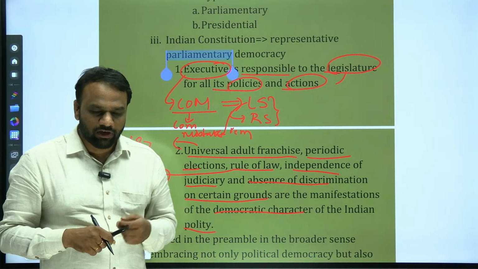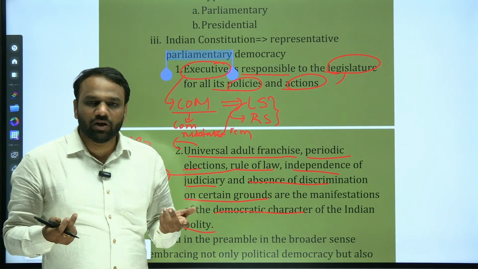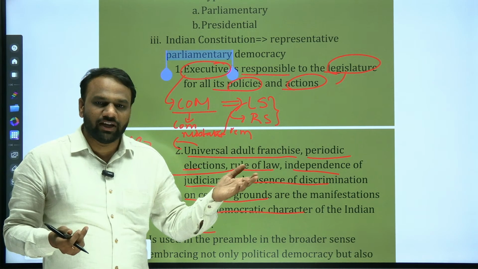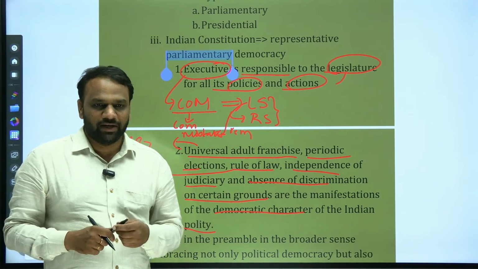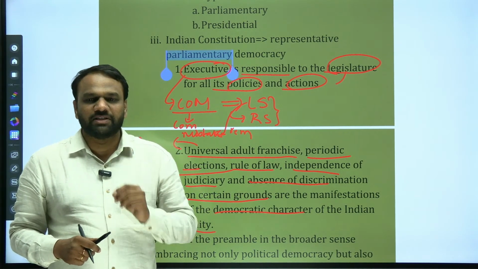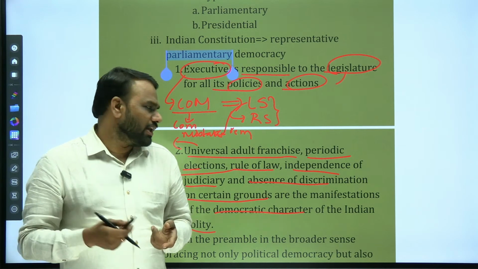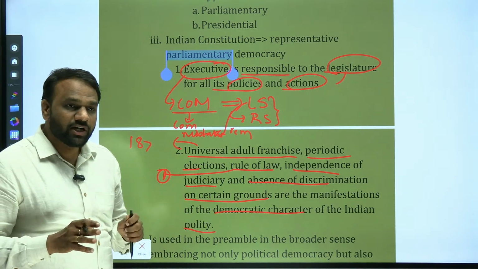For example, marriage is governed by law. What does the law say? The man should be of age 21 and the woman should have crossed 18. This is the law related to marriage. If you want to start a company, you have to register it under the Companies Act. So everything has a law. That is rule of law. Next, independence of judiciary. So what is independence of judiciary?